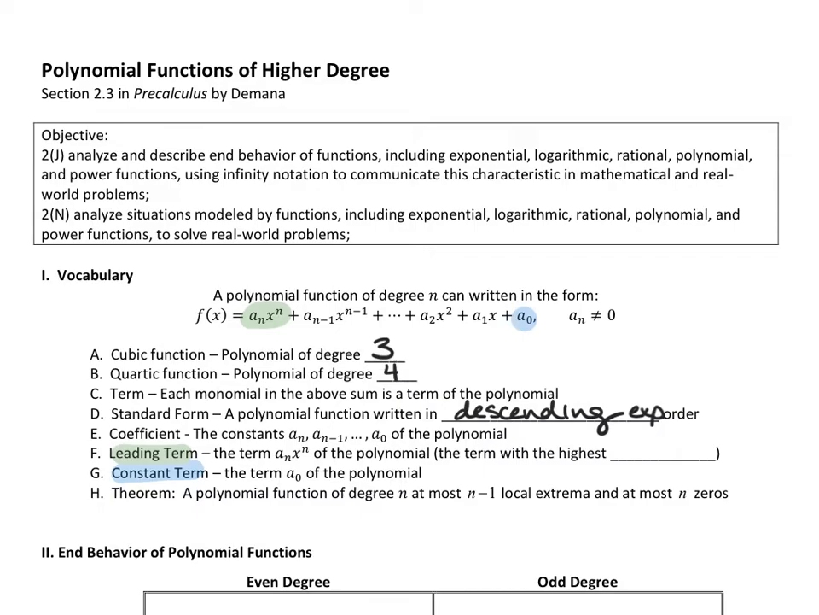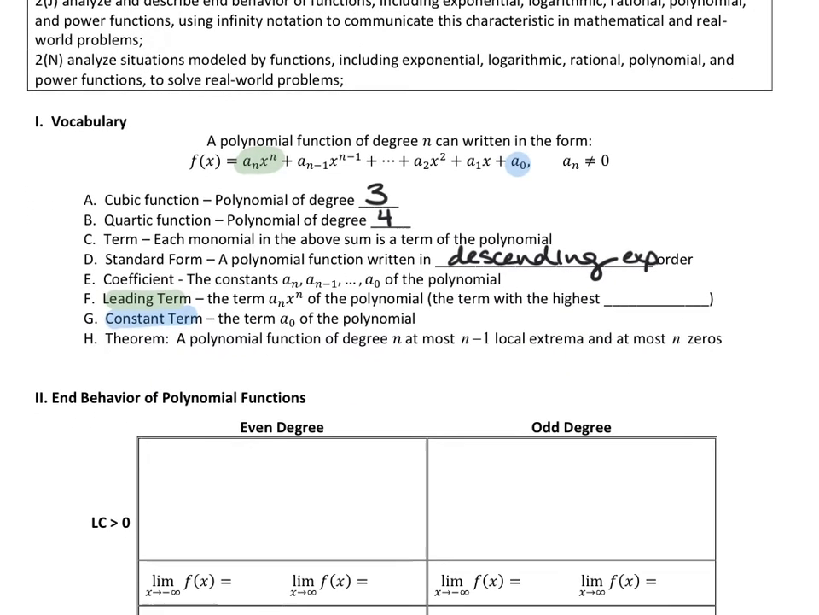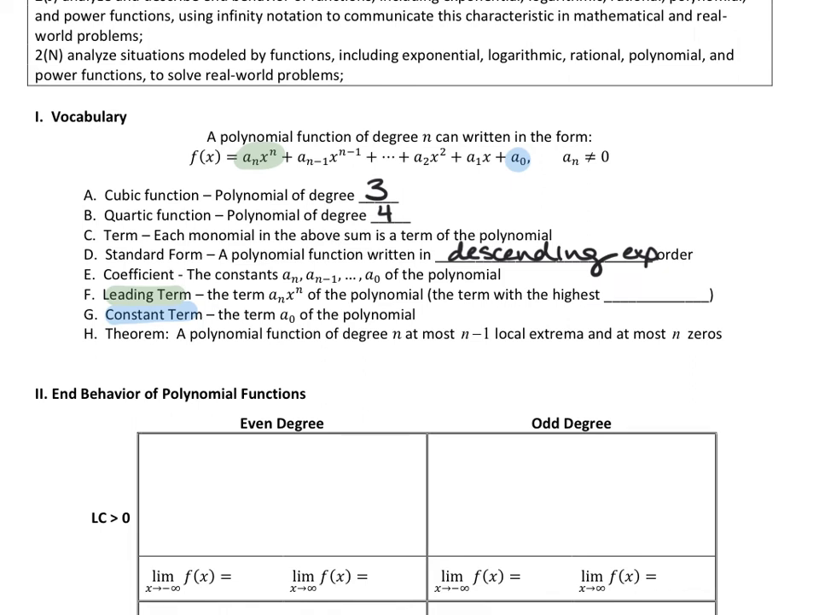Now there's a theorem that's really interesting about polynomials. It says that a polynomial function of degree n, so the largest power is the degree, has at most n minus 1 local extrema, so maxes and mins, and at most n zeros. So let's say we were thinking about a quadratic, that means it's a degree 2. That means it has at most 2 minus 1 or 1 extrema, and at most 2 zeros.